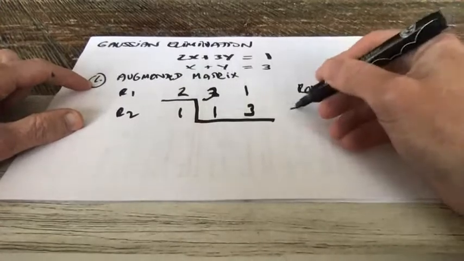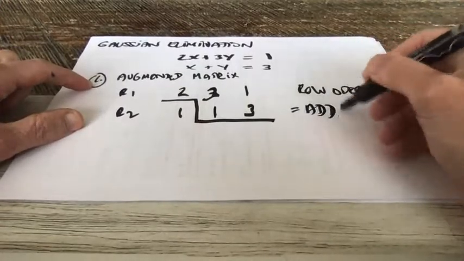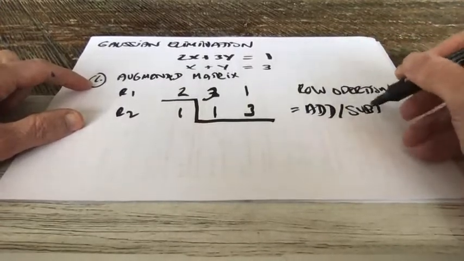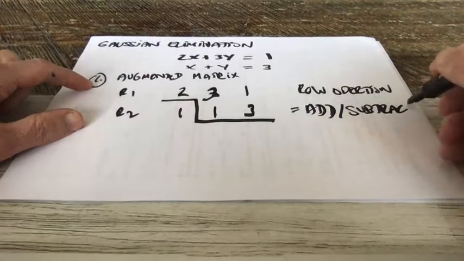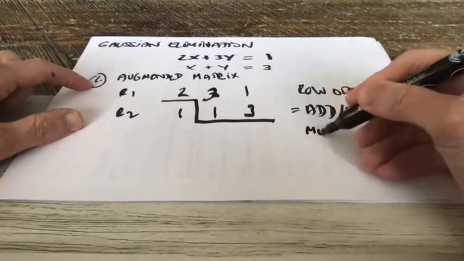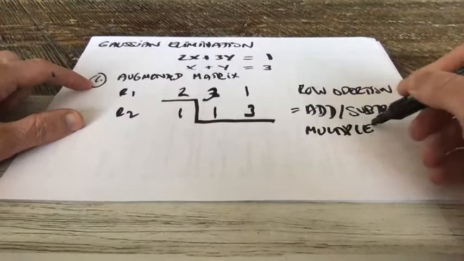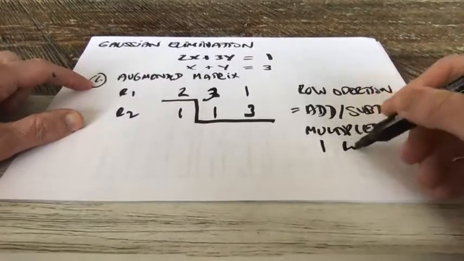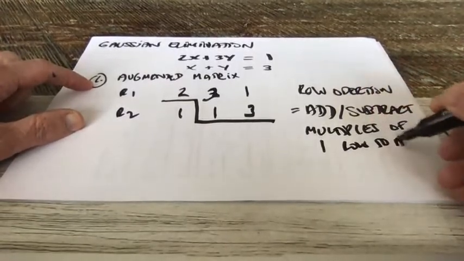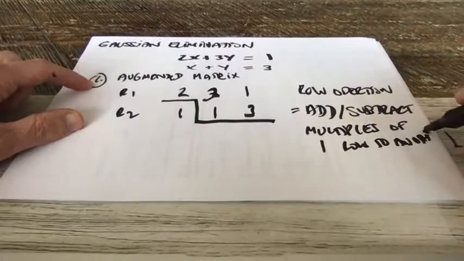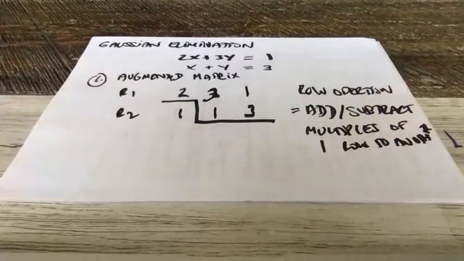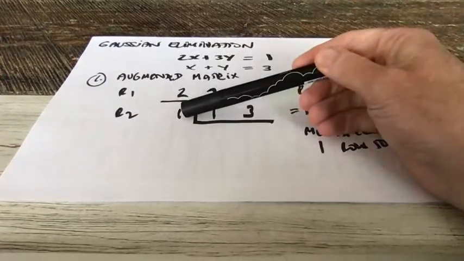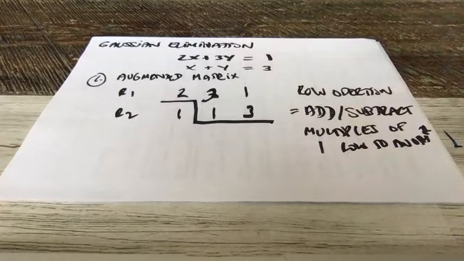So a row operation is adding or subtracting multiples of one row to another. Okay, so that's what a row operation is. Now in this case, guys, the gain here is you want to get a 0 here. And that's the gain by using what are called row operations.